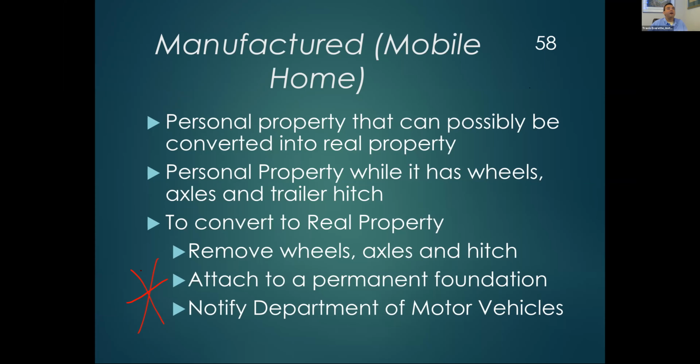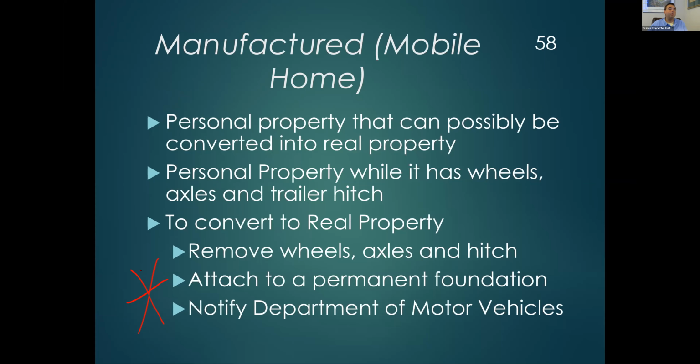These things actually have a VIN. They have a vehicle identification number from the North Carolina Department of Transportation, because they are mobile homes. So one of the things you have to do is notify the North Carolina Department of Transportation and the Department of Motor Vehicles that this is no longer a motor vehicle. This is now real property. But those are the 3 steps to convert a manufactured home.